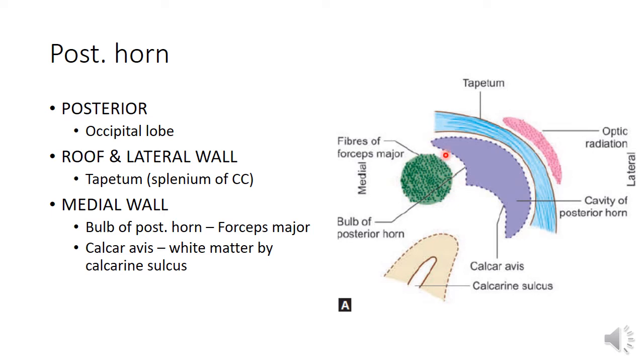So they produce an indentation. So that's the bulb of the posterior horn. And another part which is present medially is the calcar avis. The calcar avis is formed by the white matter indented by the calcarine sulcus. So the calcarine sulcus is quite deep and it makes an indentation in the posterior horn, which is called the calcar avis.